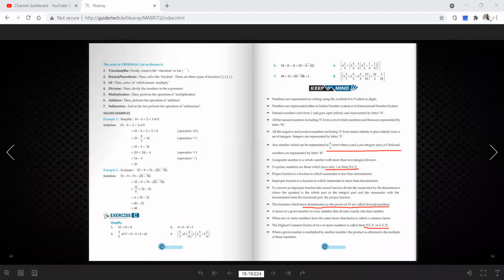Ma'am, what is there in keep in mind number 8? Co-prime numbers are those which have only one as their HCF. I will explain those things, okay? So if any more questions are there from this chapter, you just see nicely.